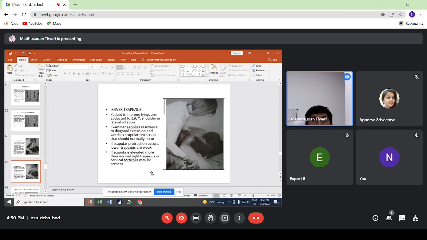For the lower trapezius, the patient is again in prone position, lying. The arm is abducted to 120 degrees, and the shoulder is in lateral rotation. See, his arm is 120 degrees abducted, shoulder in lateral rotation position. The examiner applies resistance to the diagonal extension and watches the scapular retraction that should normally occur.